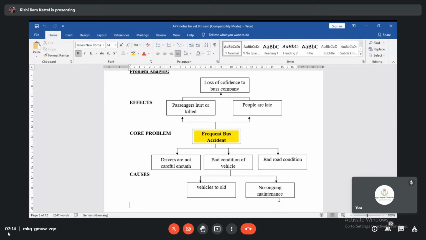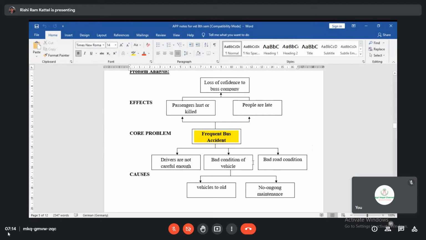Okay, frequent bus accidents, passengers hurt or killed. People are late. And the final effect might be a long-term effect, might be loss of confidence in the bus company. Okay, these are very simple examples about causes and effects due to the core problem of frequent bus accidents.